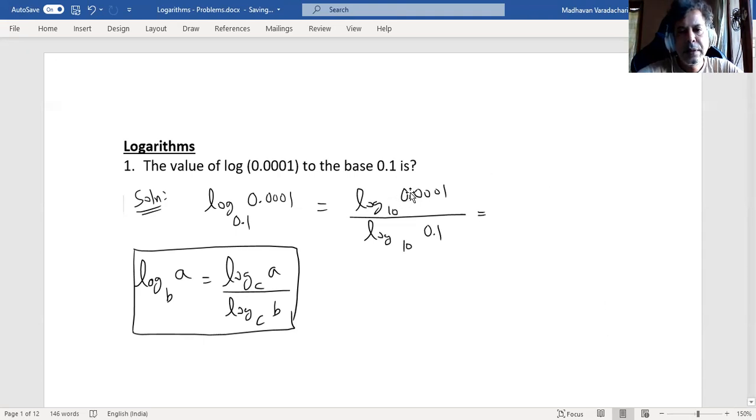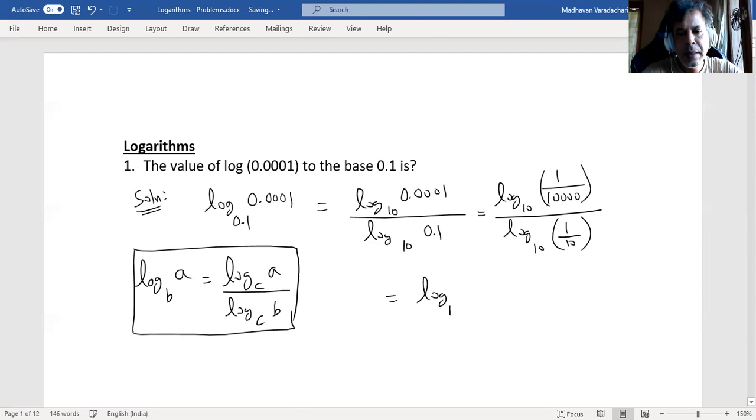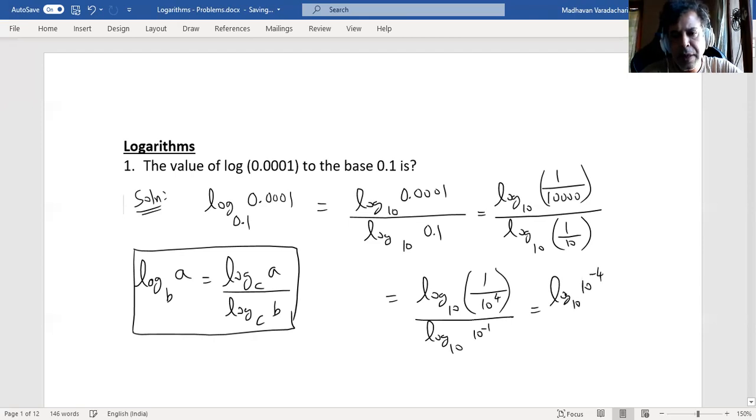Right. Now, this 0.0001 can be written as 1 over 10,000. This one can be written as 1 by 10. Further, this numerator can be written as 1 by 10 to the power of 4, because 10 to the power of 4 is 10,000. This one I can write as 10 to the power of minus 1. Again, this can be rewritten as 10 to the power of minus 4 when I take it to the numerator.